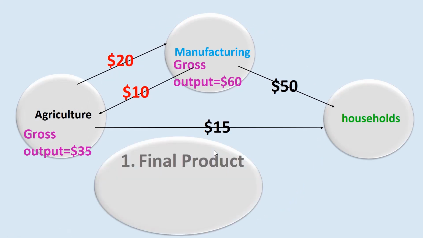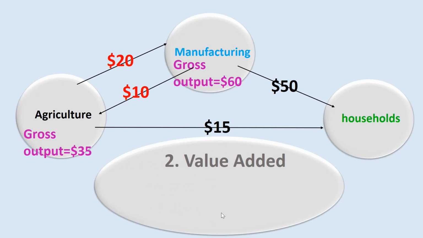So we come back to our final product method. All that the method requires us to do is that we take the final product from each sector, then we add them, and the resultant answer will be the GDP we are searching for. So in the agricultural sector, we have final product of 15, and then in the manufacturing sector, we have final product of 50. So when we add the two, our GDP is $65. So when we use the final product method, this is the answer we get. Our GDP is $65.